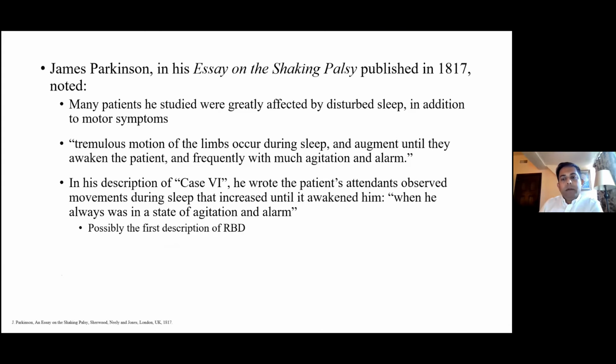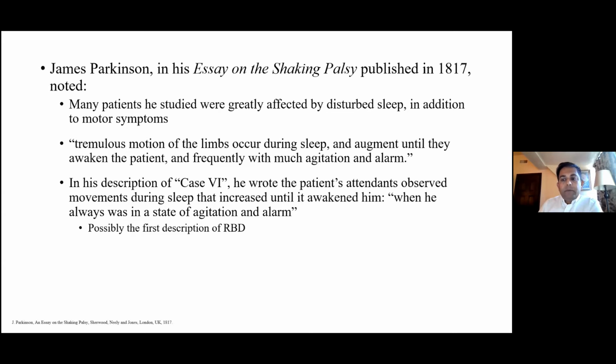So first off, it's important to note that James Parkinson, the English surgeon that first described Parkinson's disease in the early 1800s, wrote in his essay called The Essay on the Shaking Palsy, published in 1817, that many patients that he studied were greatly affected by disturbed sleep, in addition to motor symptoms. He wrote that he observed tremulous motion of the limbs occur during sleep and augment until they awaken the patient, and frequently with much agitation and alarm. In his description of case number 6, he wrote the patient's attendants observed movements during sleep that increased until it awakened him, when he always was in a state of agitation and alarm. So that's thought to be possibly the first description of REM sleep behavior disorder or violent dream enactment behavior.